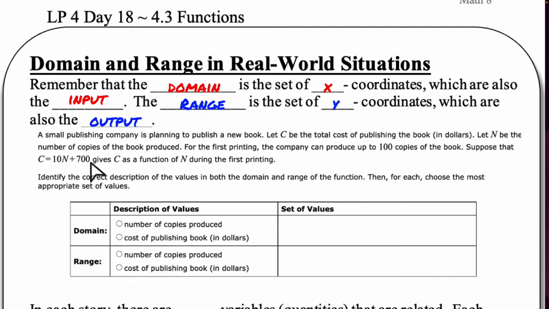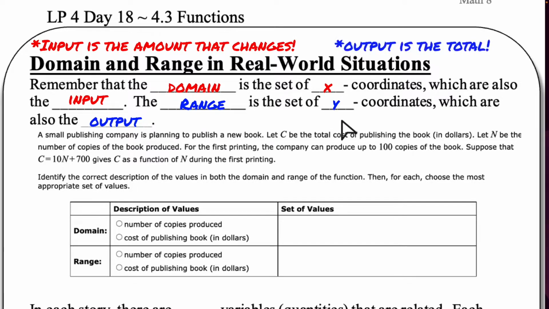So identify the correct description of the values in both the domain and the range function. Then for each, choose the most appropriate set of values. So this one, input is the amount that changes. That can be a little misleading because technically the cost is also going to change. What I should say is input is the amount that we change, that we're deciding how many books we are printing. That's going to be our input. Am I printing 1 book? Am I printing 100 books? And then cost will change accordingly or because of the input.